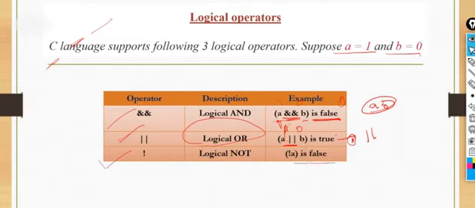The logical NOT operator has this symbol to represent it, the exclamation symbol. If you write the symbol in front of any variable, it will show you the alternate value. What does it mean? What is the value of A? The value of A is 1. So NOT of 1 will be 0, and 0 stands for false. That means false, right? You can apply the same things in the practical implementation also.